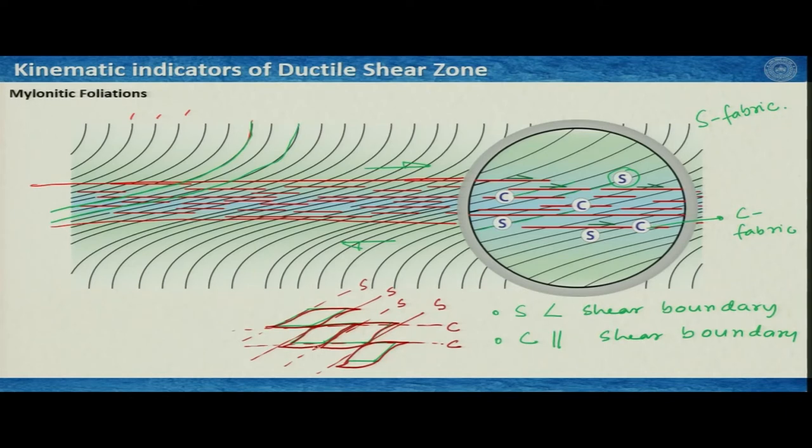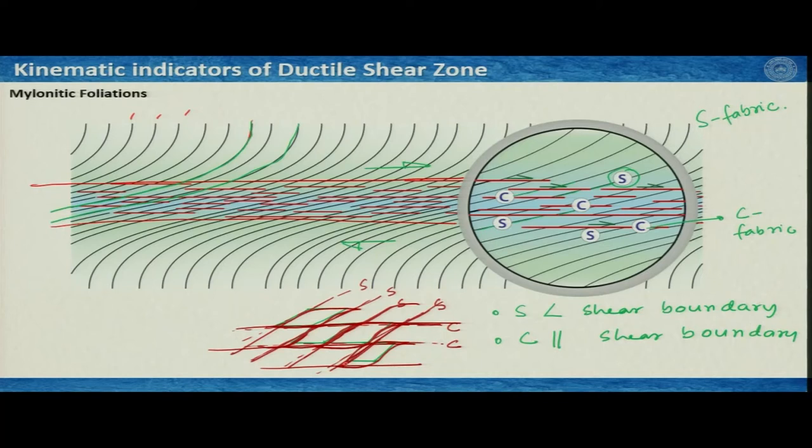Now, once we form this kind of sigmoidal shape essentially, you see that S is somehow deflected and going like that, and this deflection is happening by little shear along the C planes. And S always verges towards the shear direction. So once we see this kind of features within the shear zone fabric, we'll see a few of them soon.